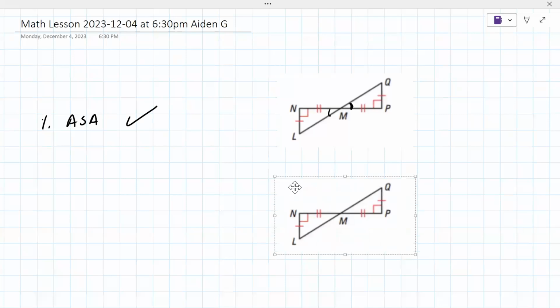Now let's look at angle, angle, side. Got to be careful with this one. The direction does matter.